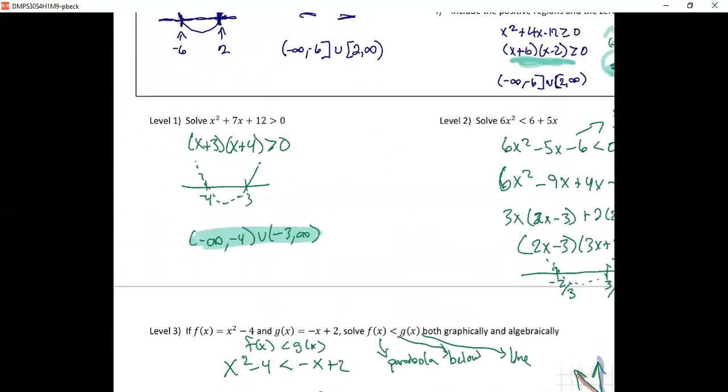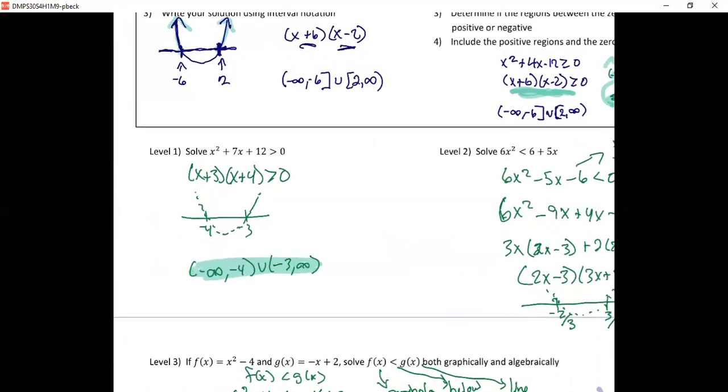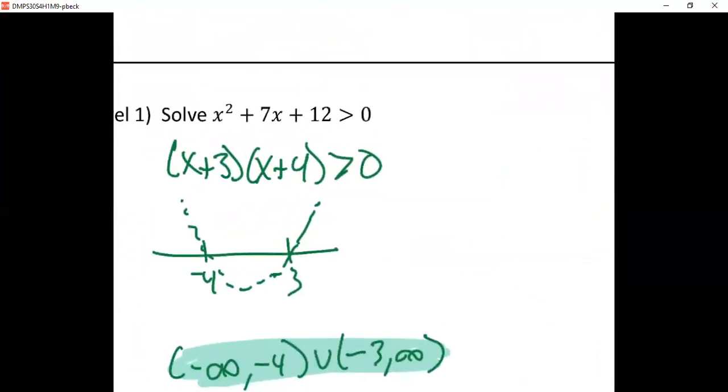All right, so to solve this quadratic, let's go ahead and factor it. And I took the graphical approach on this one and said, okay, this has a positive leading coefficient, so I know this is going to open up through my zeros. And I want to know where my quadratic is just greater than 0. So that's going to be everything over here, which is -infinity to -4, or everything over here, which is -3 to infinity.